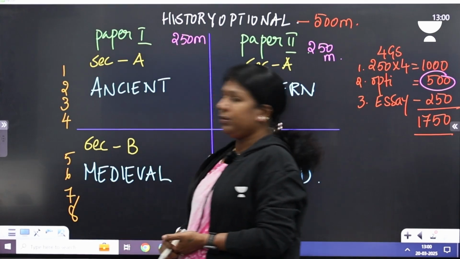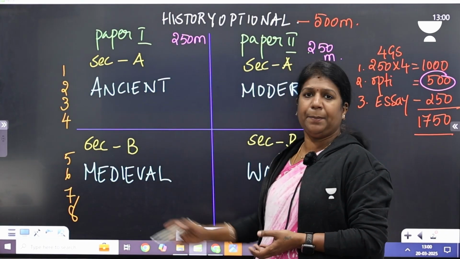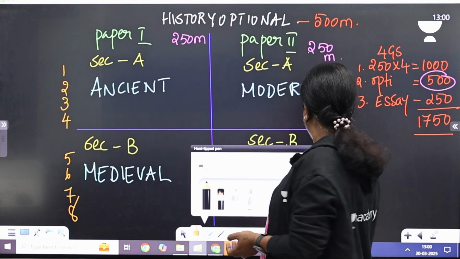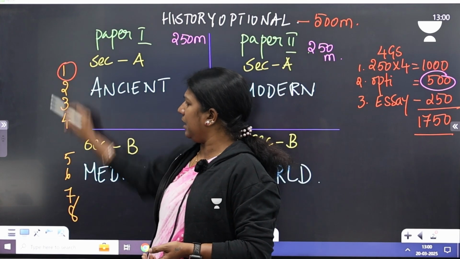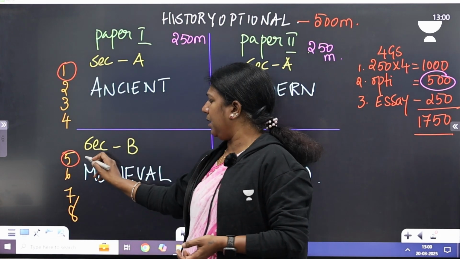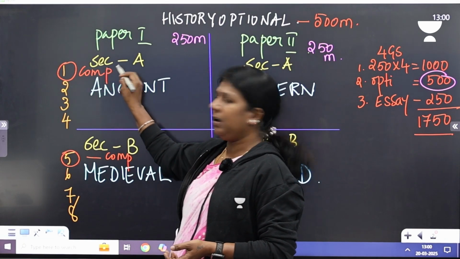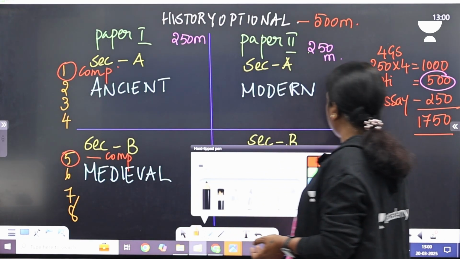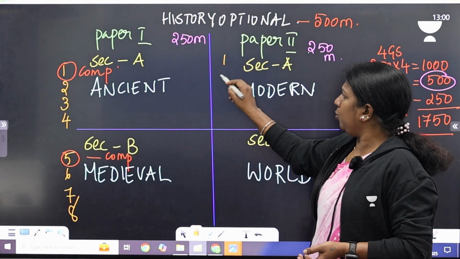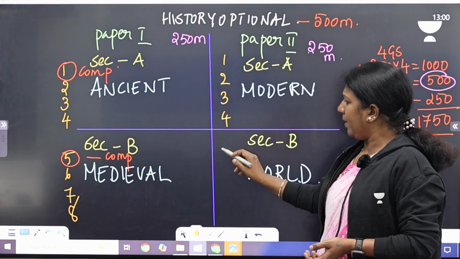So there are 8 questions in total in paper 1, out of which 1 and 5 are compulsory. So 1 and 5 would be compulsory here. So you can't skip them. There's no choice here in 1 and 5. The same applies with paper 2. So paper 2 has got 8 questions in total.